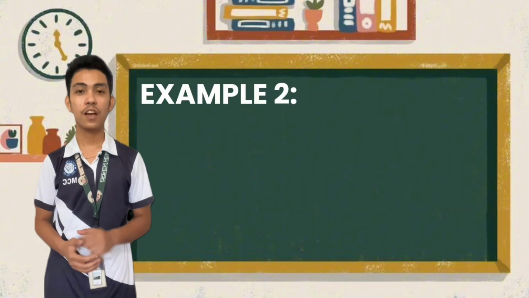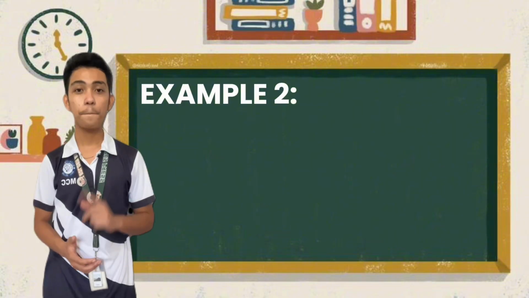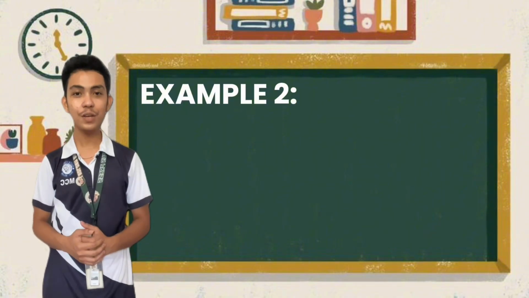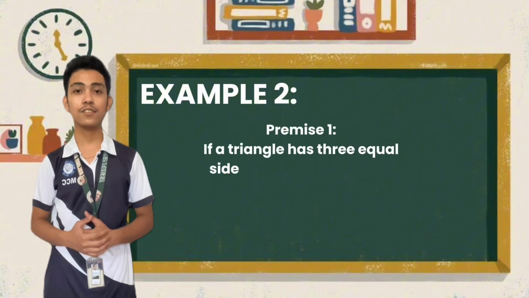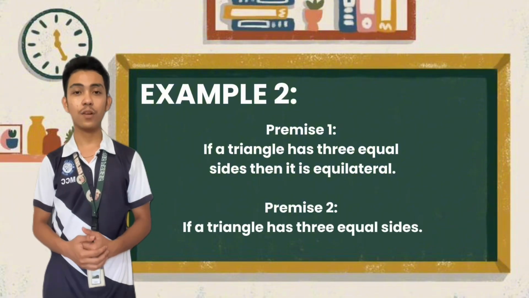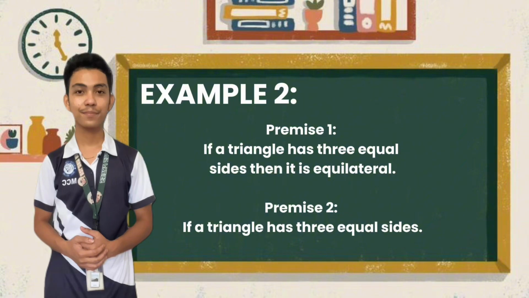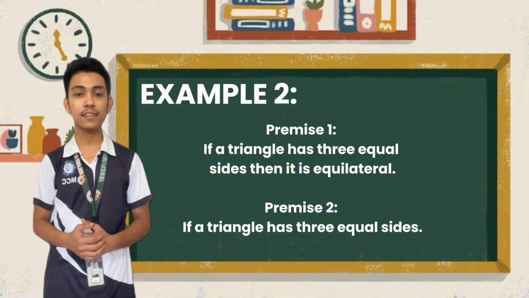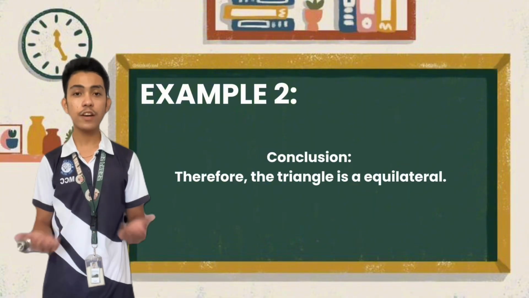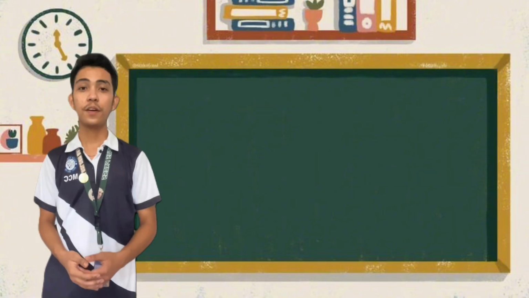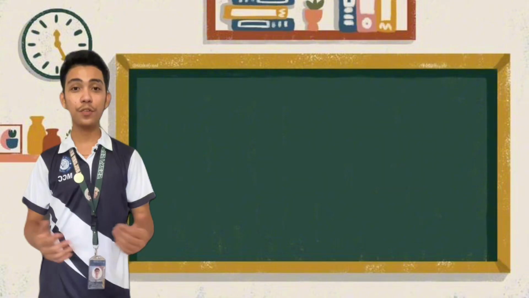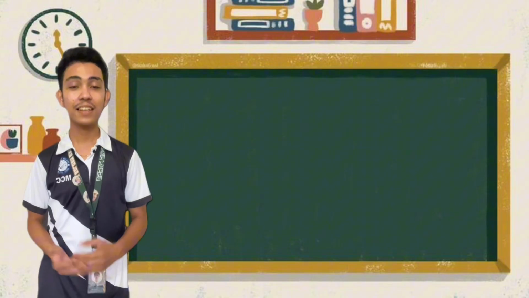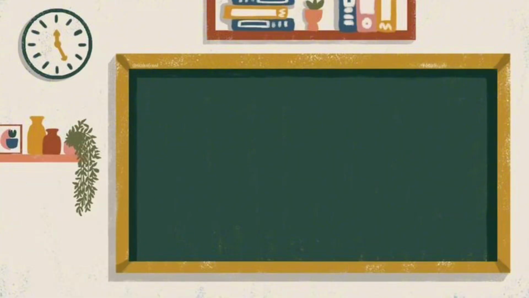Example number 2. Following the same pattern: P then Q, and P, therefore Q. If a triangle has three equal sides, then it is equilateral, and that is our premise 1. Premise number 2. The triangle has three equal sides. Therefore we can conclude that the triangle is equilateral. So by those examples, it proves that rules of inference, specifically modus ponens, exist in our everyday life.